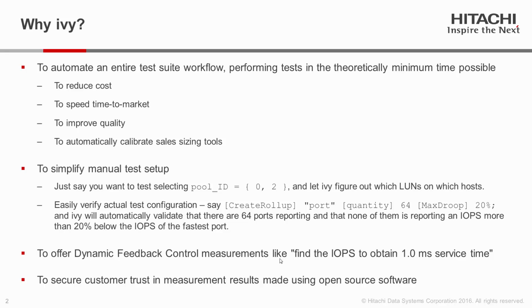And then another objective is to be able to do things like find the IOPS to obtain 1 millisecond service time. And this uses the dynamic feedback control feature, because normally you impose a workload on the subsystem, a given IOPS, and then you measure what service time or response time you're getting. But with Ivy, you can do it the other way around. You can specify a service time target, and you can dynamically find the IOPS to hit that target, and I'll show you an example of that later.